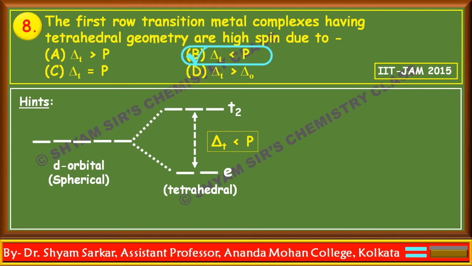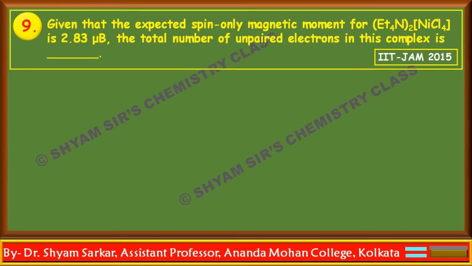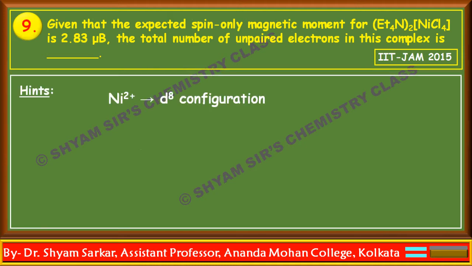Okay. So next question, given that the expected spin-only magnetic moment for this complex, Et4N whole 2 NiCl4, is 2.83 mu B, the total number of unpaired electrons in this complex is. So you have to calculate the total number of unpaired electrons. This is very simple, because we know for nickel 2+, the electronic configuration is d8, and that is t2g6 eg2. Now we know the spin-only magnetic moment formula, mu s equal to root over of n into n plus 2, where n is the number of unpaired electrons.